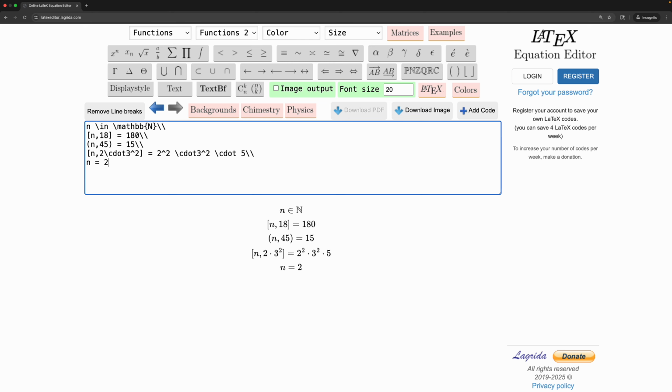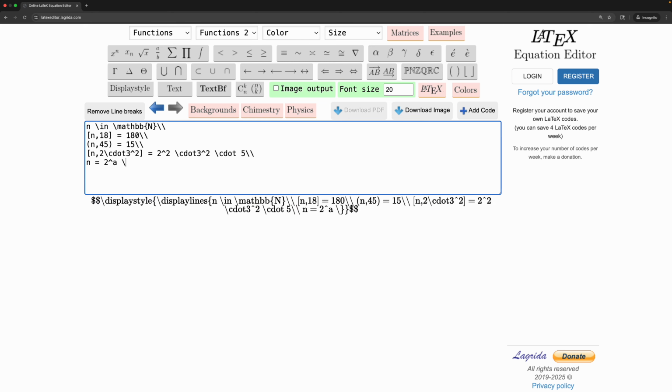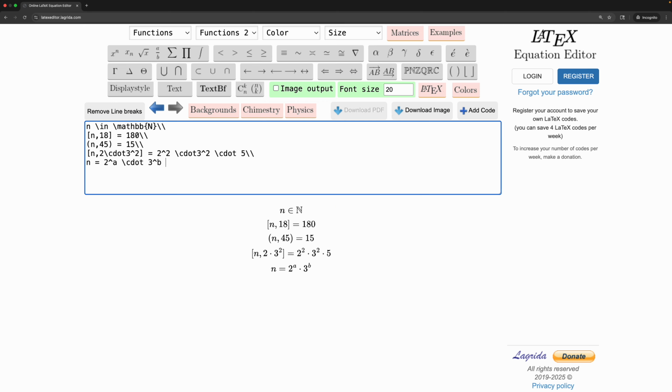In particular, we can write n equals 2 to the power of a times 3 to the power of b times 5 to the power of c, where a, b, and c are non-negative integers. We can plug this back into our previous formula for the least common multiple as follows. Now we wish to match up the exponents.